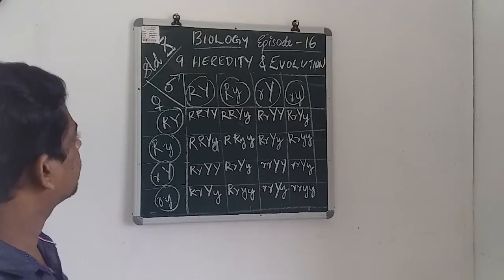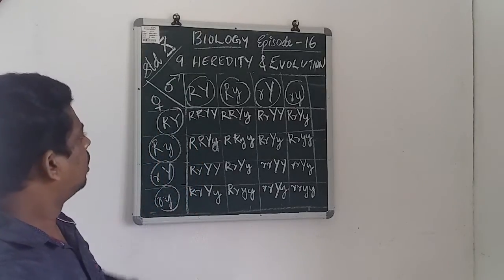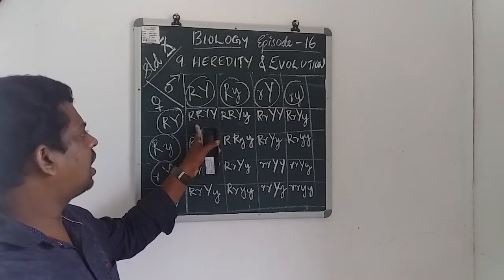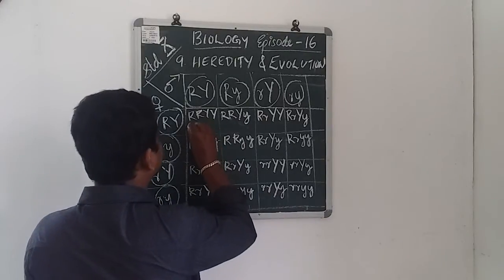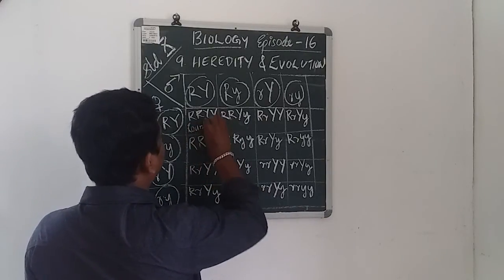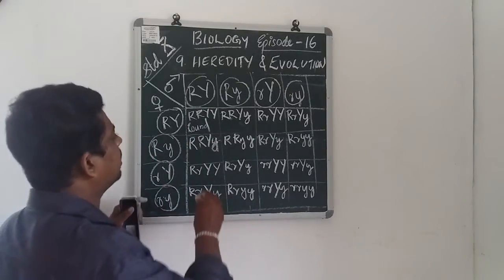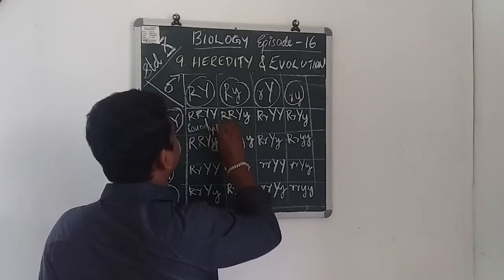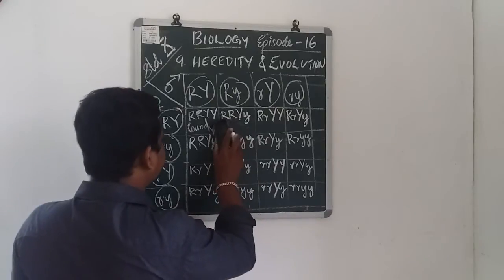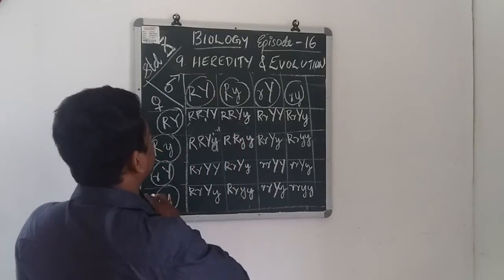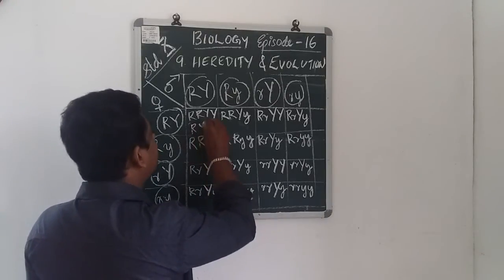You just notice it. Look at this one. Capital R is denoted with round. Capital Y is denoted with yellow. So we are writing capital R is round, that is yellow.